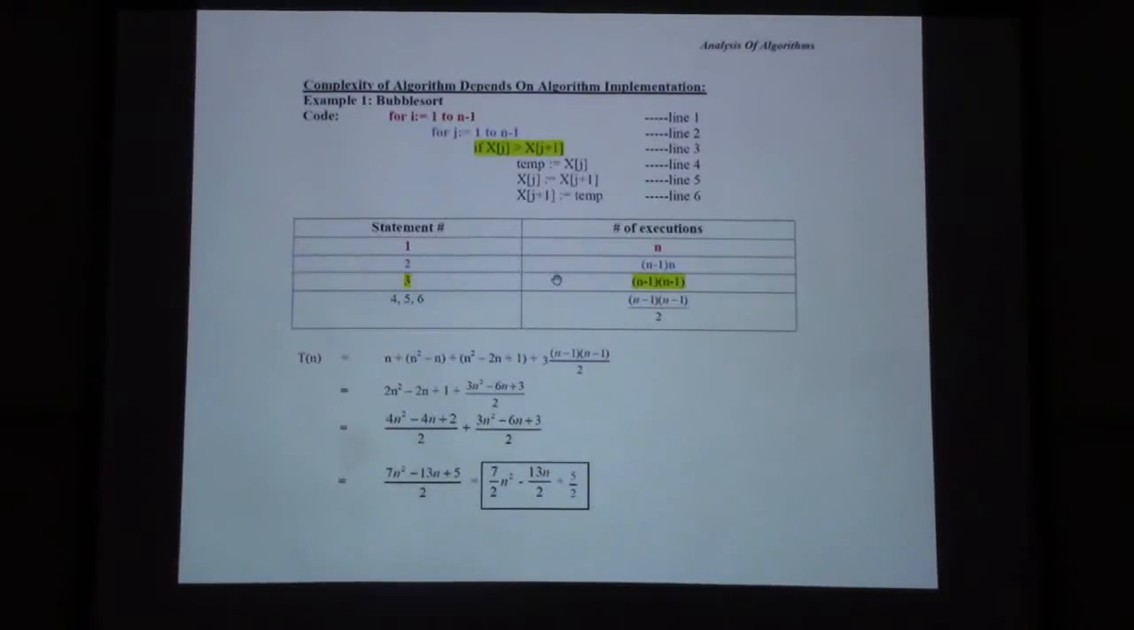Okay? And then what about statements 4, 5, and 6? Well, 4, 5, and 6 basically are going to execute only if the condition is true. So the question is, how often is a condition going to be true? And so what we decided is the condition is going to be true about (n minus 1) times (n minus 1) over 2 times, or about half the time. Now let's find out why we came up with half the time.